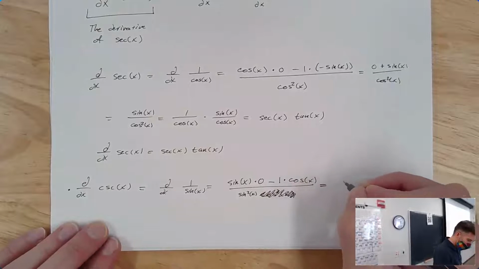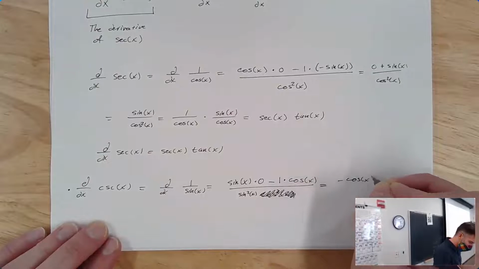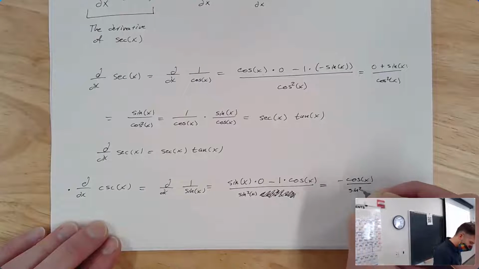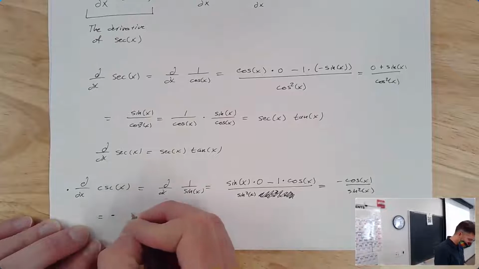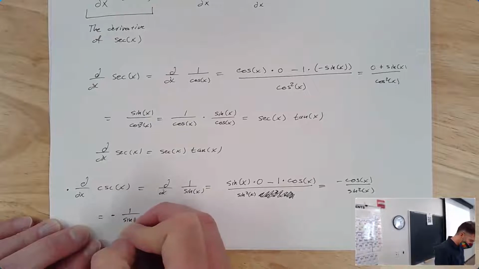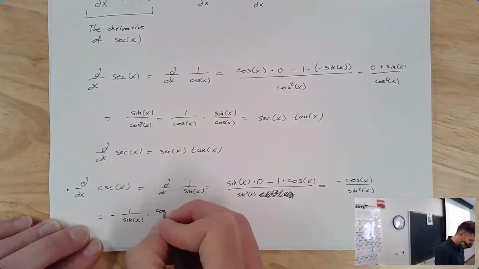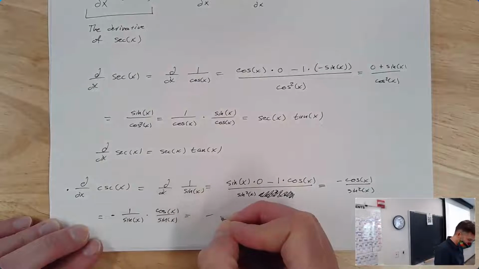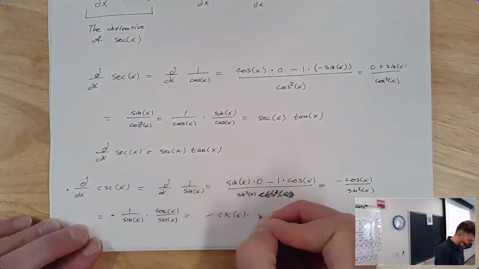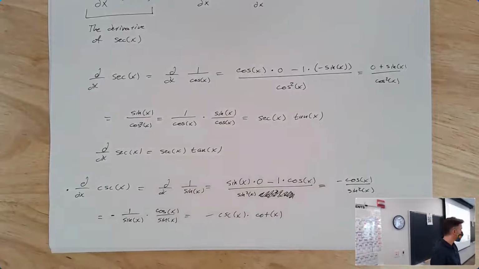And then I get a negative cosine of x all over sine squared of x. I'm going to break that up in a similar way. I'm going to do this negative 1 over sine of x times cosine of x over sine of x, which we're then going to rewrite as negative cosecant of x times cotangent of x. And those are your 6 trigonometric derivatives.